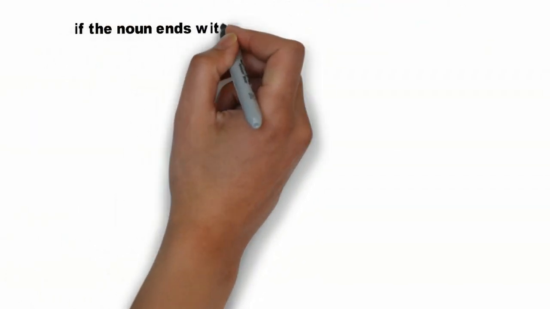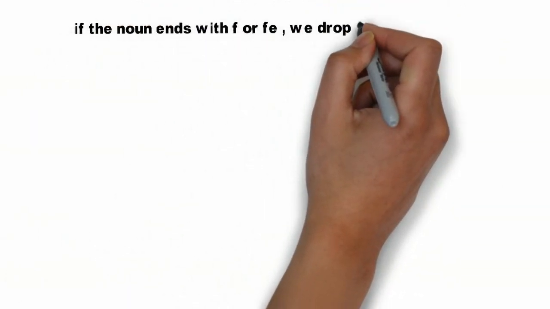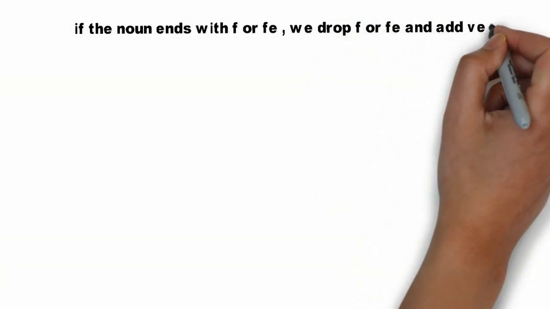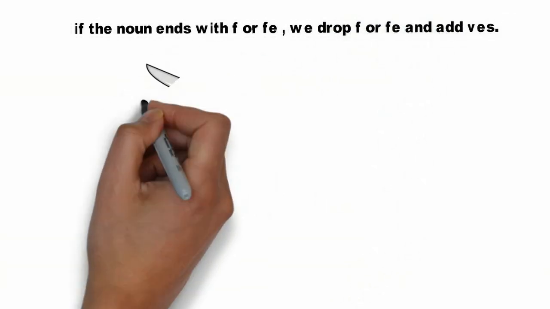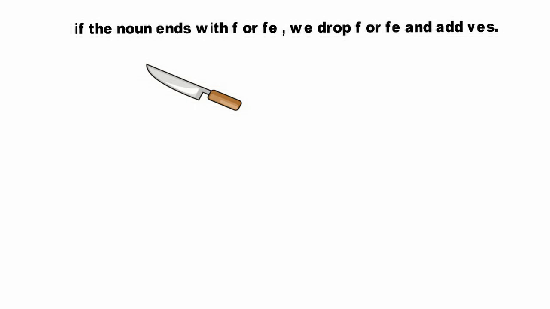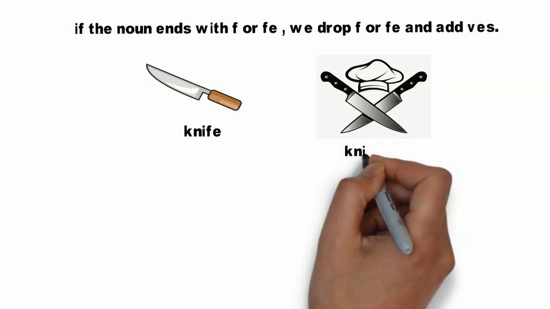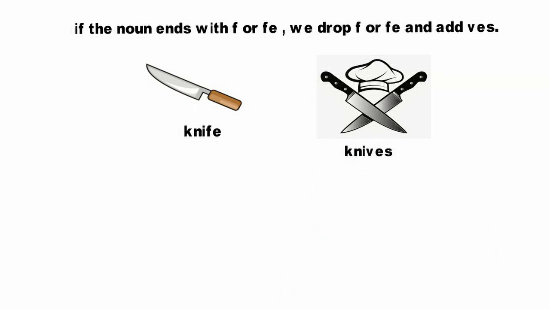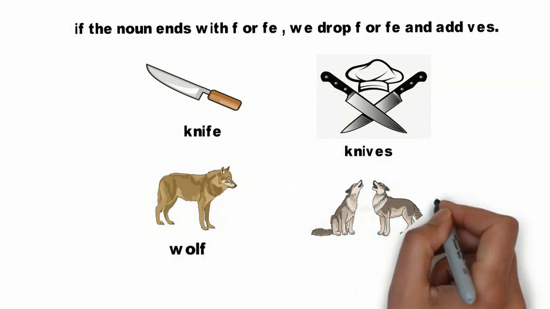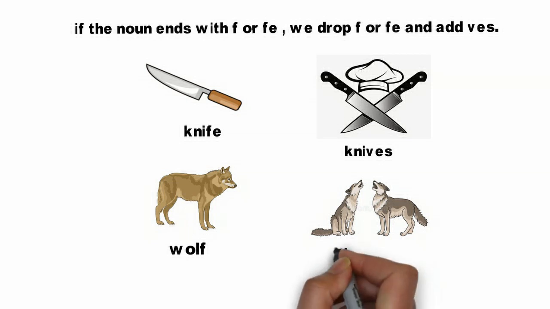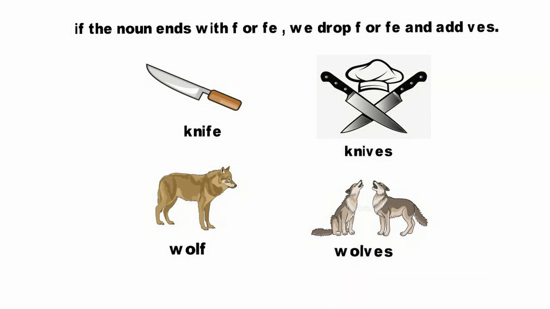If the noun ends with f or fe, we need to drop the f or fe and add ves. For example, knife. It has fe at the end. We need to drop it and add ves. It would be knives. Wolf. We drop the f and add to the plural ves. Wolves.